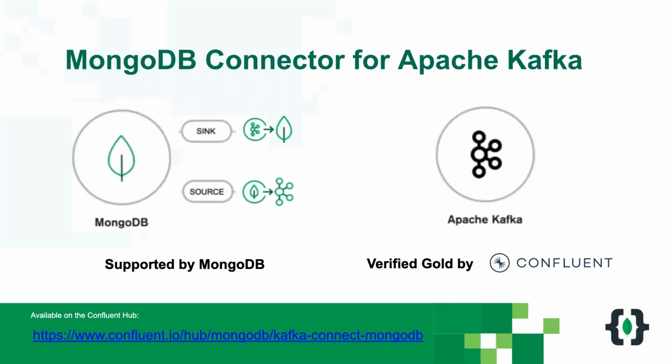The MongoDB connector for Apache Kafka was released earlier this year and is one of many connectors available for Kafka. This connector eliminates the need to write boilerplate integration code and ensures end-to-end data exchange between Mongo and Kafka. With the MongoDB Connector, you can now use MongoDB as a source into a Kafka topic or as a sink and pull data from a topic into MongoDB. This connector is verified gold by Confluent, and that means it has been tested within the Confluent Platform.